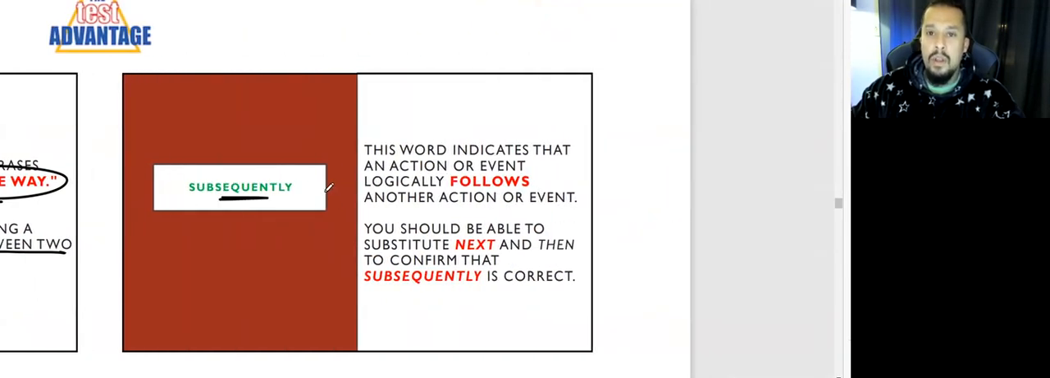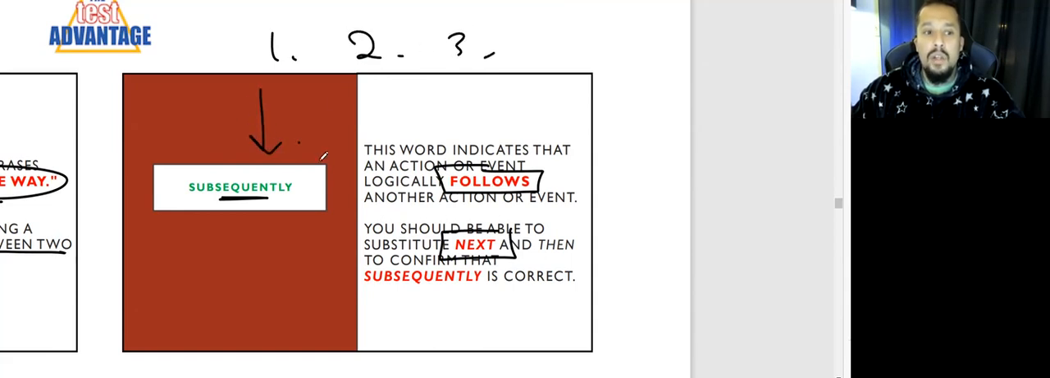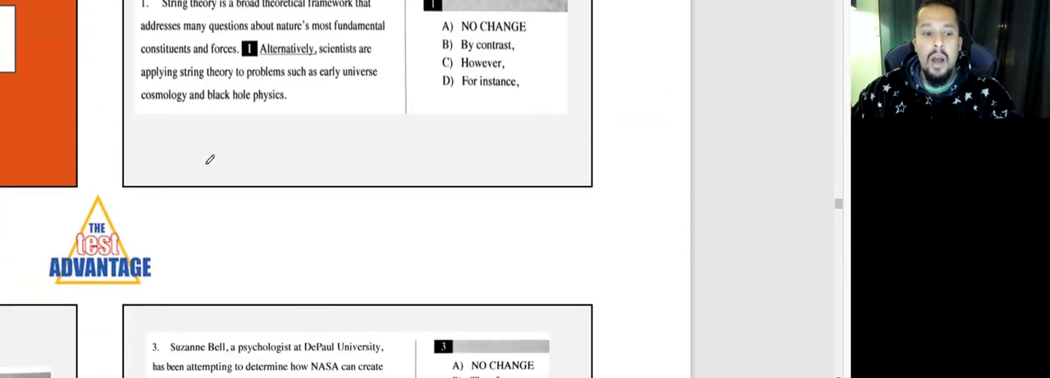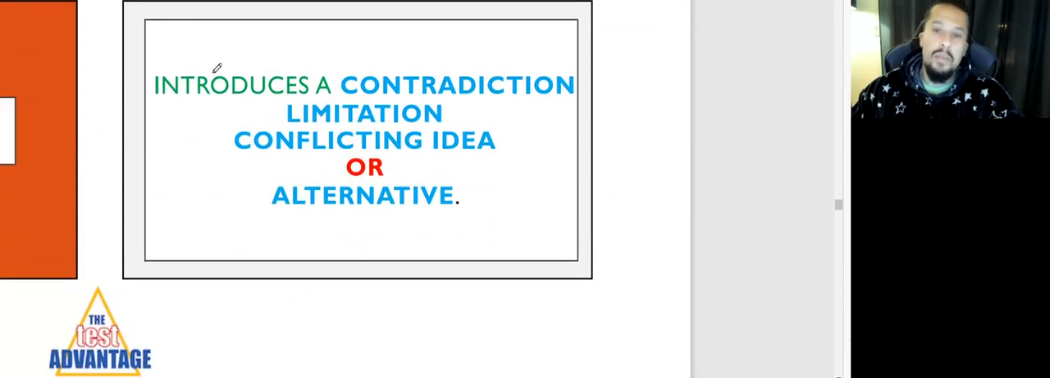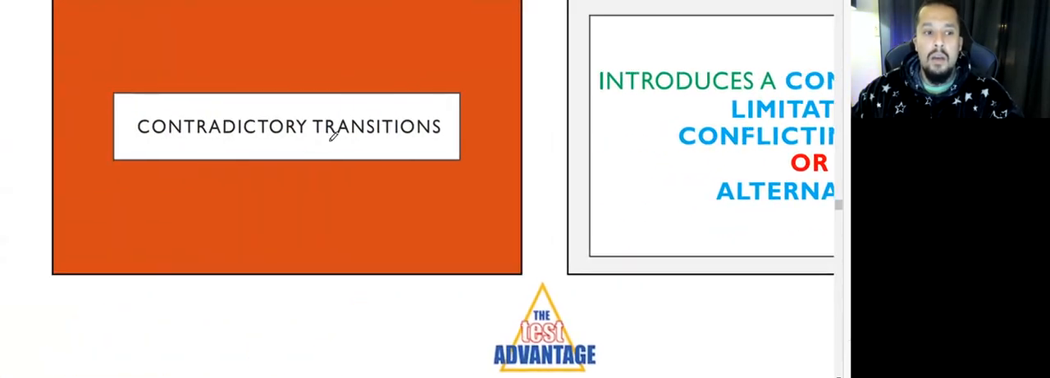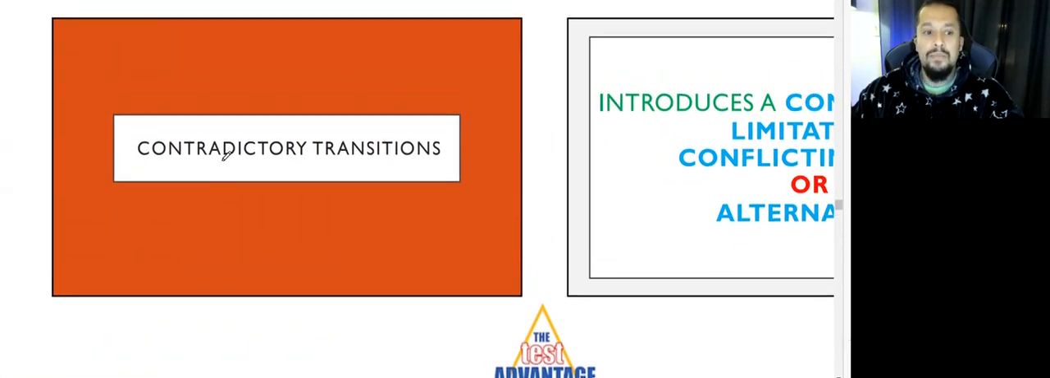Subsequently, a lot of people, international students specifically, have a problem with this. This shows something that follows logically. It literally means next or after or what comes next. So this is a sequence of events. Subsequently means the next one. So these were the continuers. I'm going to jump through all of these examples because we're going to practice more specific examples.